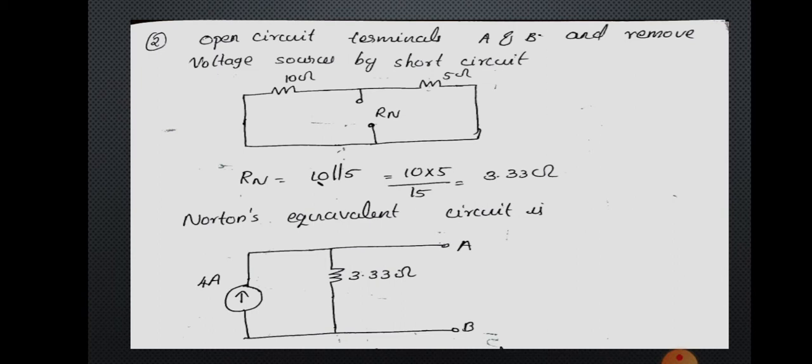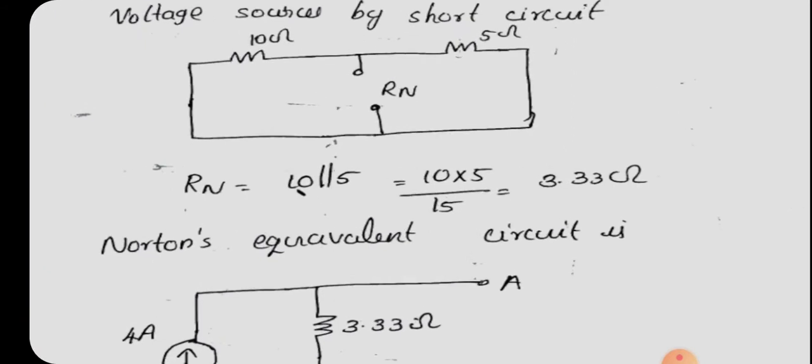That is, open circuit terminals A and B and remove the voltage sources by short circuit. So we will get the diagram like this. Here the terminals A and B are open circuited and the resistance value is measured based on that point, and the voltage sources 20 volt and 10 volt are short circuited. So we will get a diagram like this.